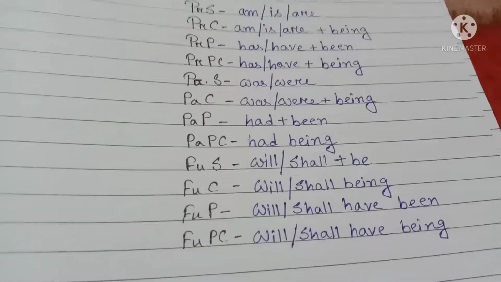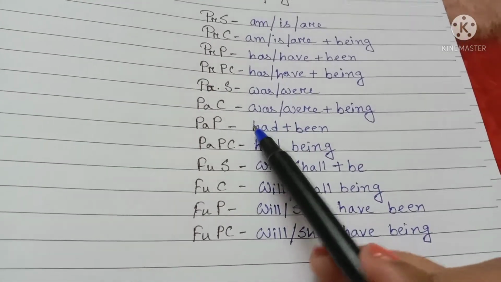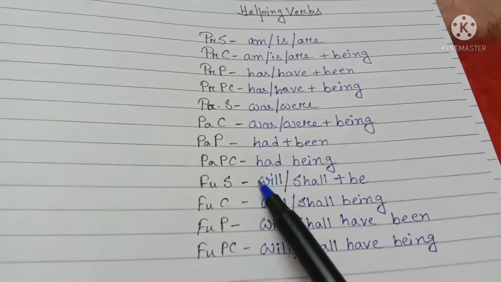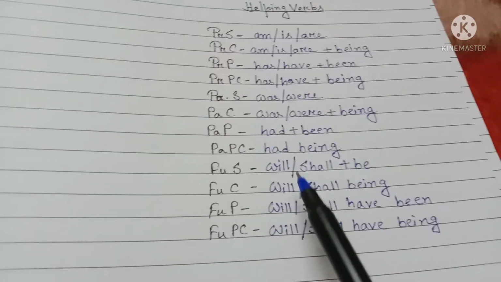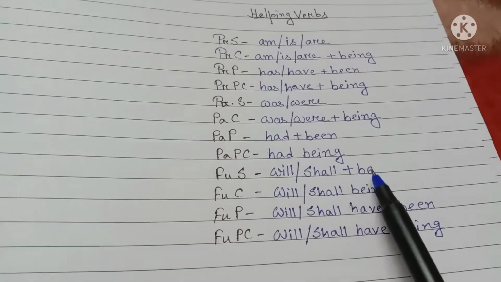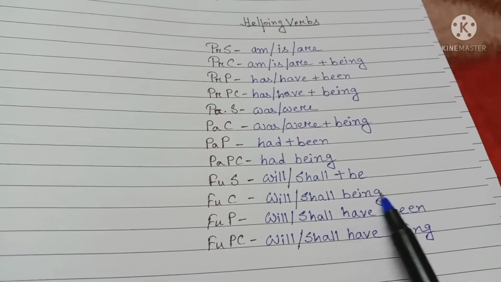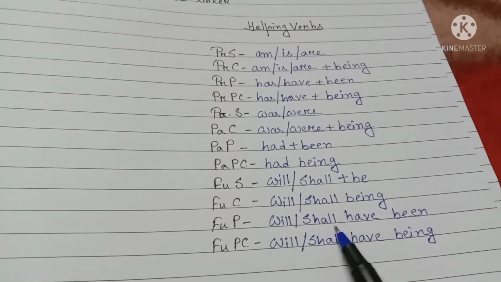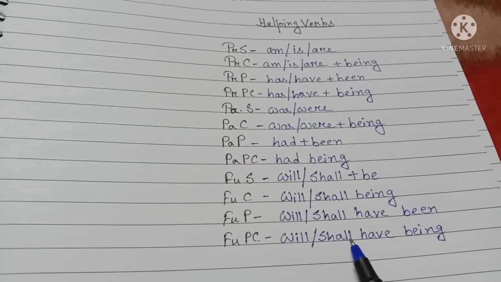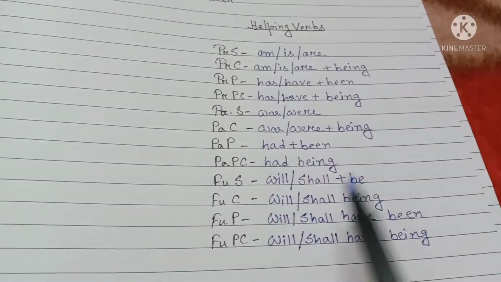Okay, here you have to only use had, because in past form we cannot use have or has, so you have to use had. In past perfect continuous, had being. Future simple, you have to use will or shall and you have to add be. Future continuous, will shall being. Future perfect, will shall have been, and future perfect continuous, will shall have been. Okay, so you have to memorize this particular table for the voice change.